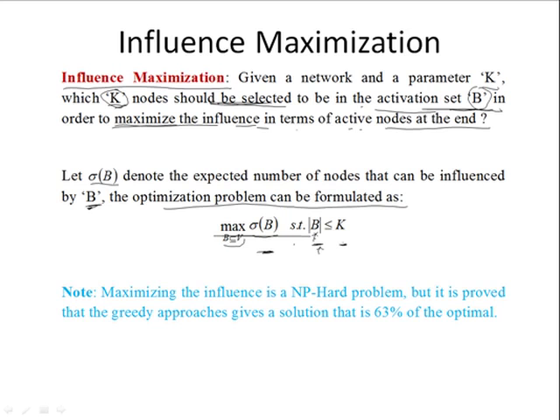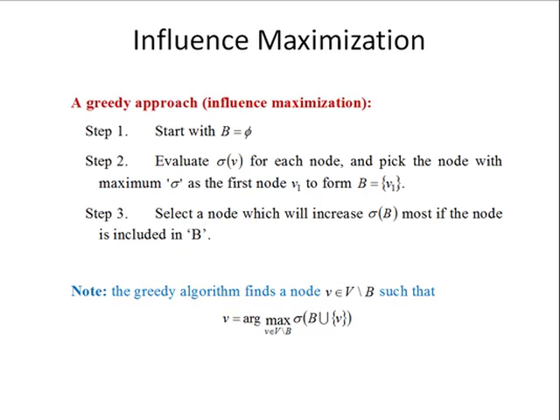Maximizing the influence is an NP hard problem, but it is proved that the greedy approach gives a solution that is 63% of the optimal. We can give a simple pseudocode for influence maximization, greedy approach.